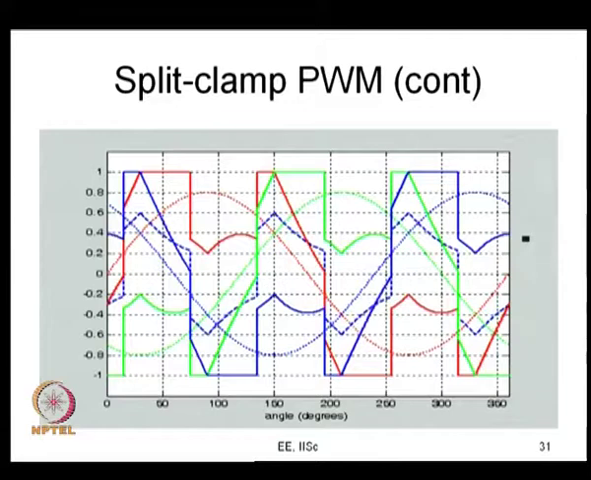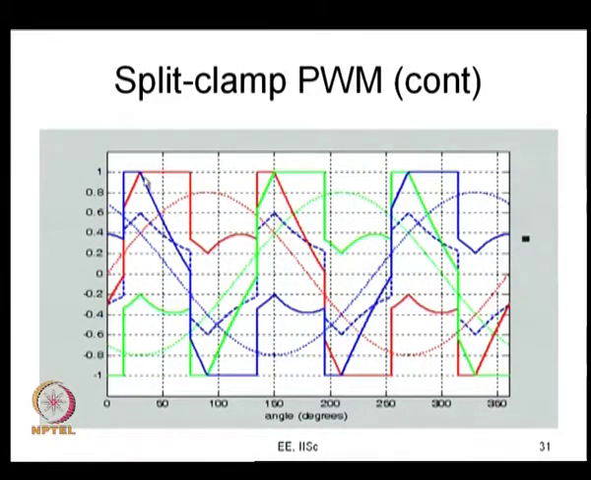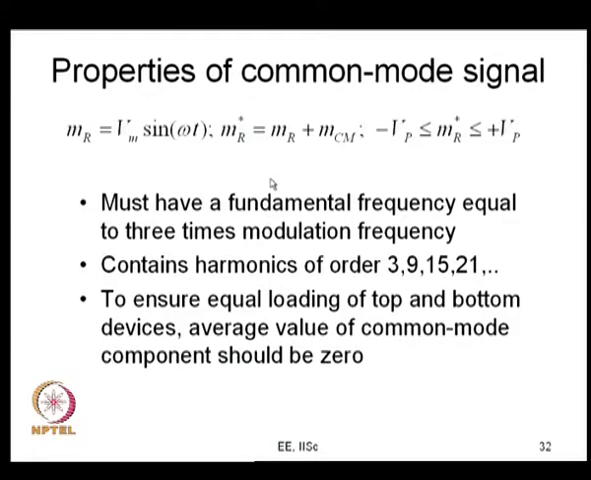So, these are all different examples of split clamping PWM. This is one case where the clamping duration is small here and long here, but the total clamping duration is 60 degrees. Here the clamping duration is long and here it is small, but again the total clamping duration is 60 degrees now. So, it goes on now.